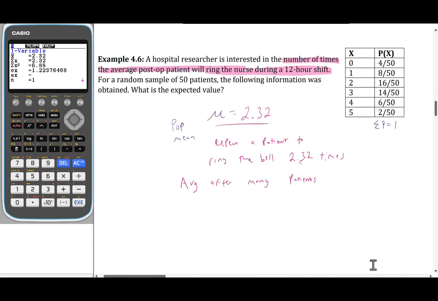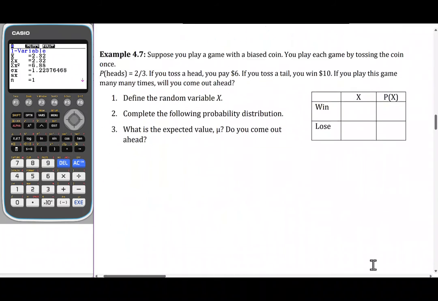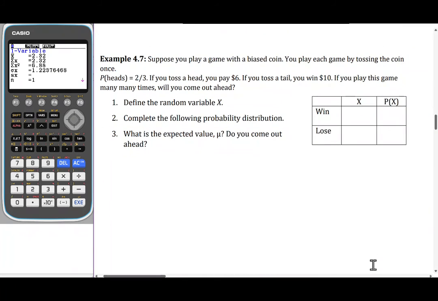All right, we have one more example. In this case, we are working on a gambling or betting example. Suppose you play a game with a biased coin. You play each game by tossing the coin once. A biased coin means that it is unfair. One side is going to land up more often than another. And here we go. The probability of landing on heads is 2/3. Therefore, it's biased towards landing on heads.